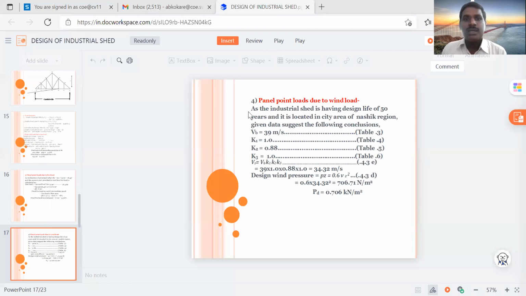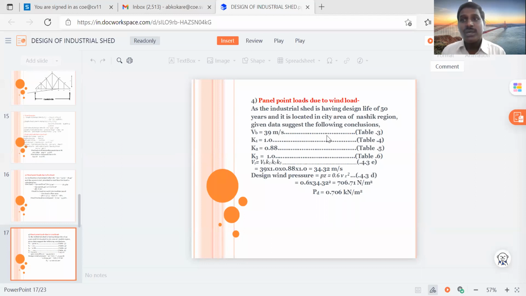As in the problem statement, they have given that the life of the industrial shed is 50 years and the location of the industrial shed is in Nasik. So two important things are required while calculating the wind load: the life of the building or industrial shed, and the location of the industrial shed is also needed. The location of the industrial shed is Nasik.